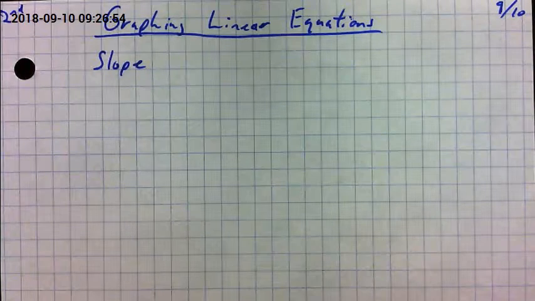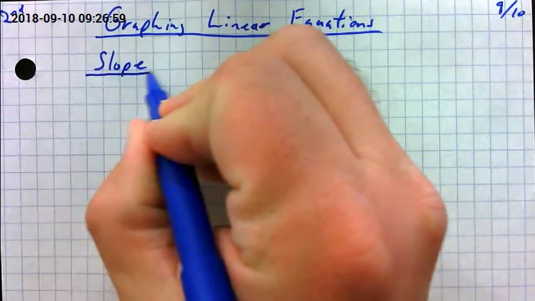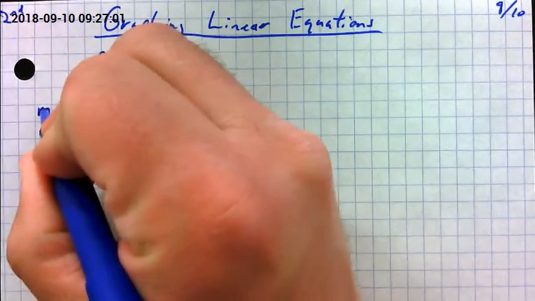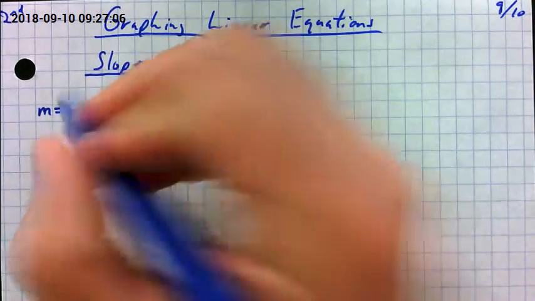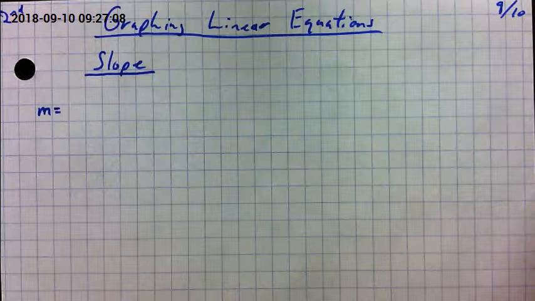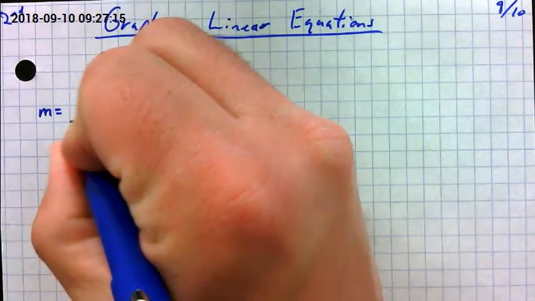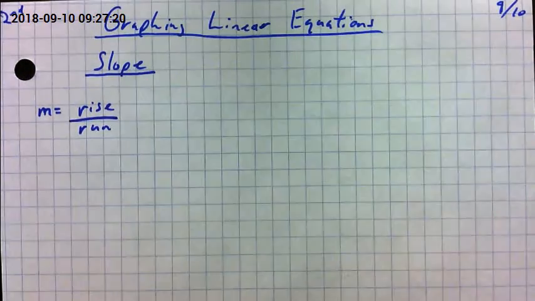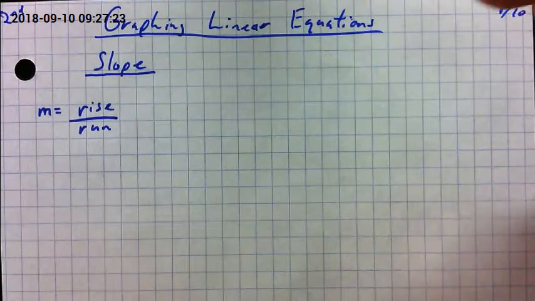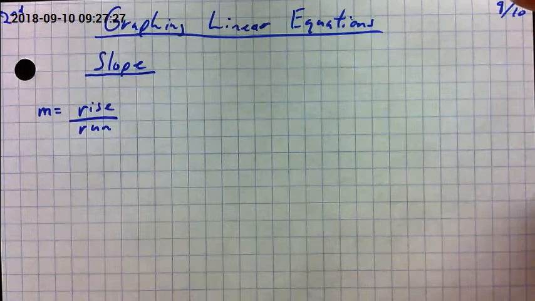Slope, sometimes referred to as our rate of change, is represented by an M. Now, can somebody tell me one way that they know to refer to slope? Rise over run. Probably the most popular answer, right? Rise meaning changing your y value, going up and down. Run meaning changing your x value, going from left to right.